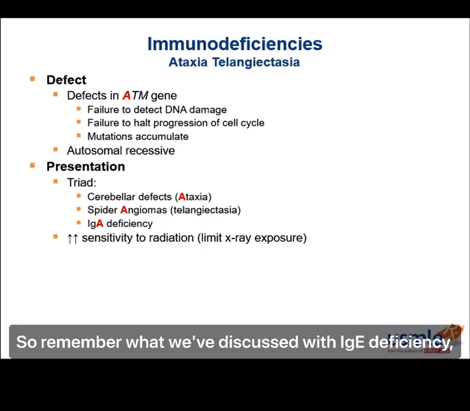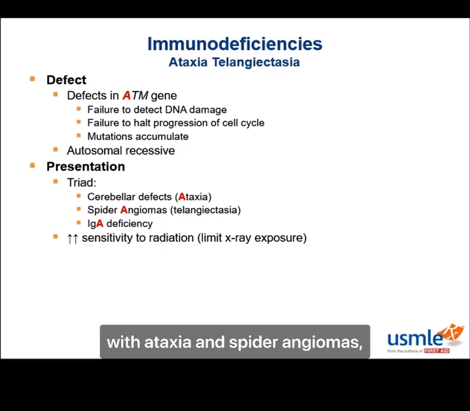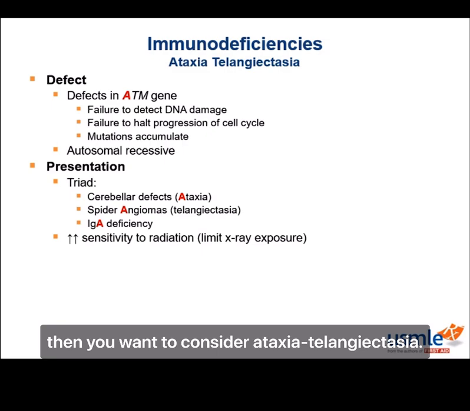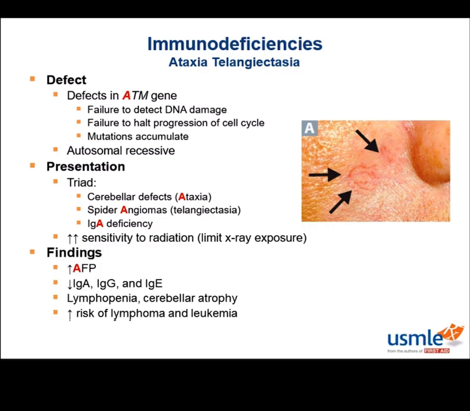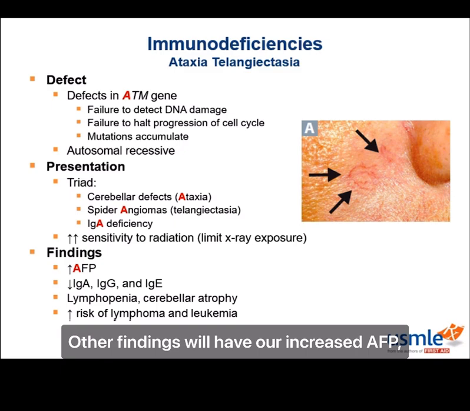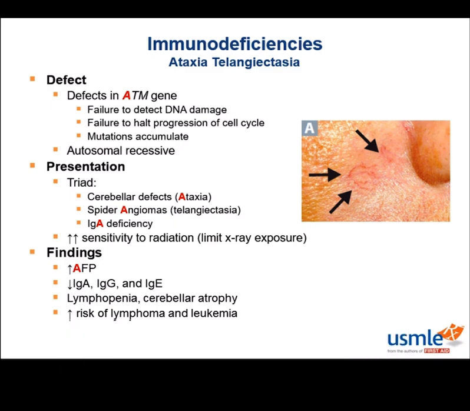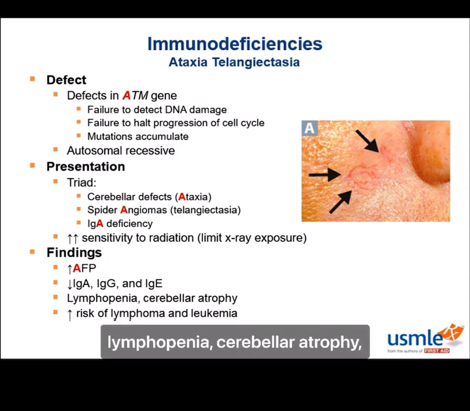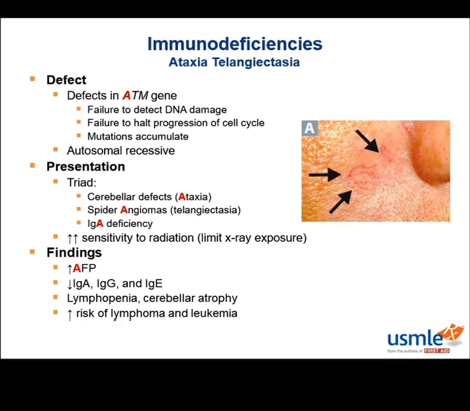So remember what we've discussed with IgA deficiency, and if you see those presenting signs and symptoms with ataxia and spider angiomas, then you want to consider ataxia telangiectasia. Now, here's an image of telangiectasias for you, and other findings we'll have are increased AFP, decreased IgA, IgG, and IgE, lymphopenia, cerebellar atrophy, and an increased risk of lymphoma and leukemia.